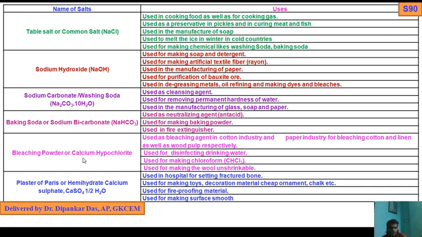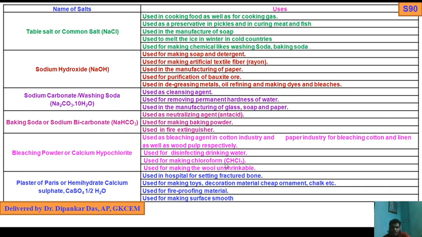Next, bleaching powder or calcium hypochlorite. Used as a bleaching agent in the cotton industry and paper industry for bleaching cotton and linen as well as wood pulp respectively. Used for disinfecting drinking water.